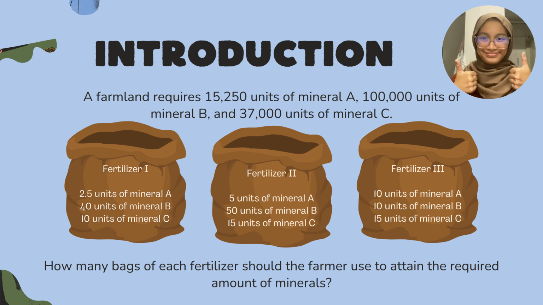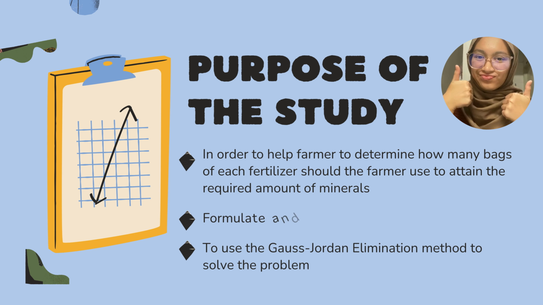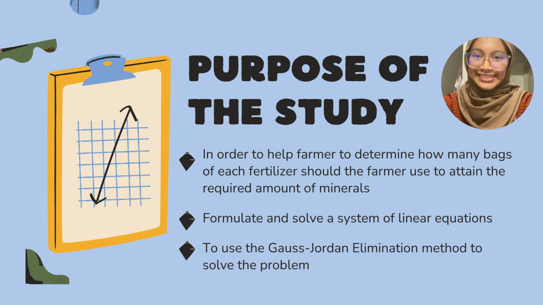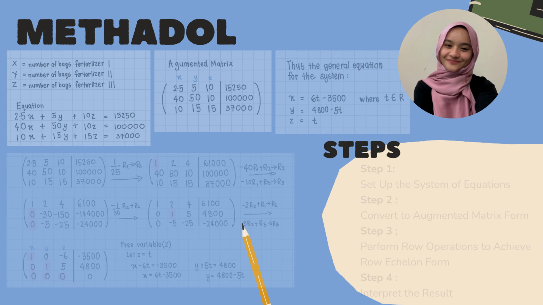Before we go to the calculation, we must know the purpose of the study. Firstly, to help the farmer determine how many bags of each fertilizer to use to attain the required amount of minerals. Secondly, to formulate and solve a system of linear equations. And lastly, to use the Gauss-Jordan elimination method to solve the problem. That's all. Let's move to the methodology.